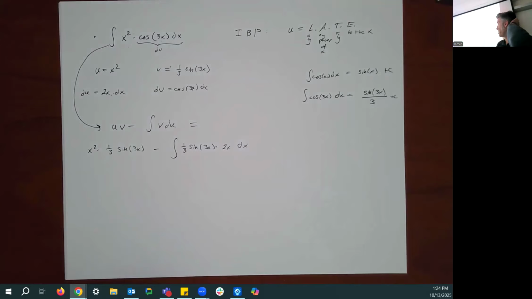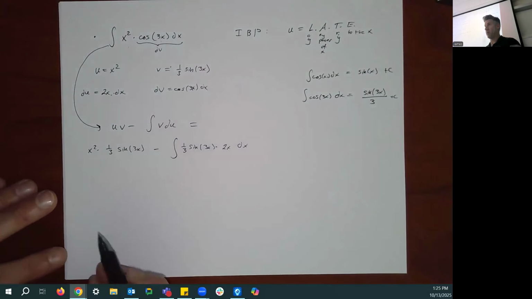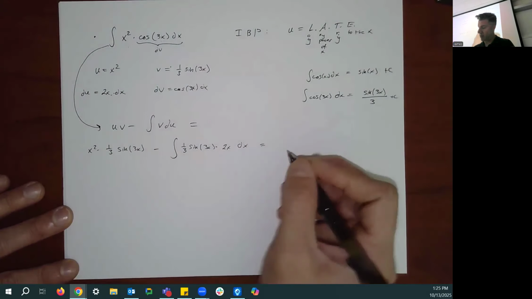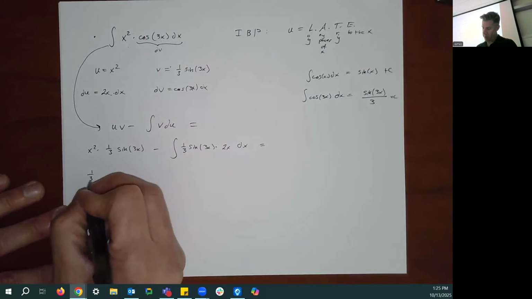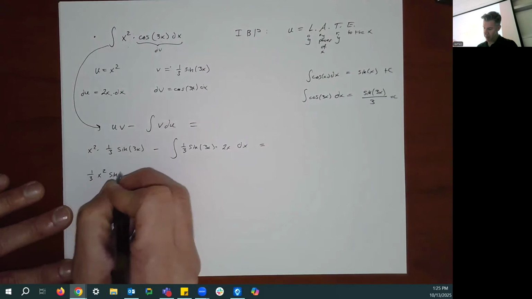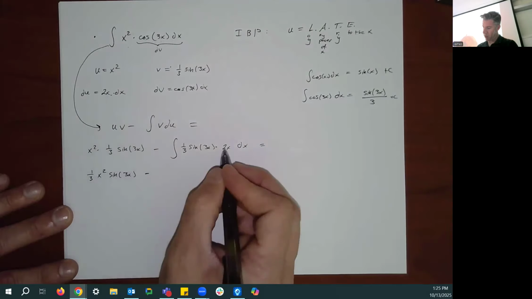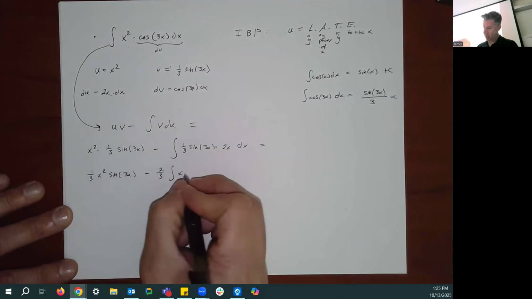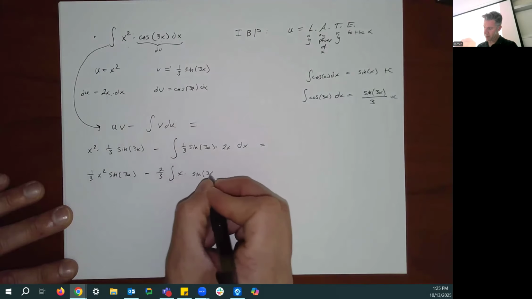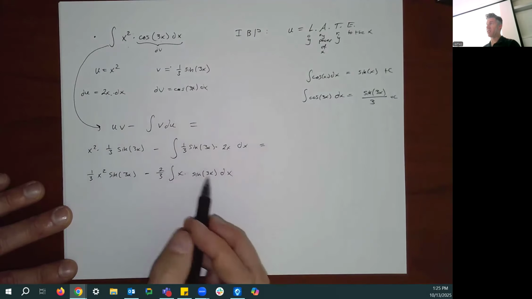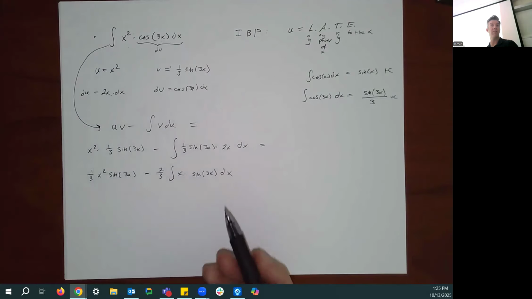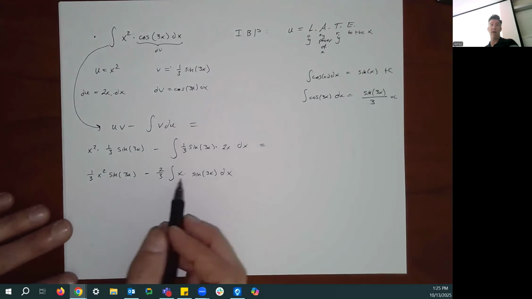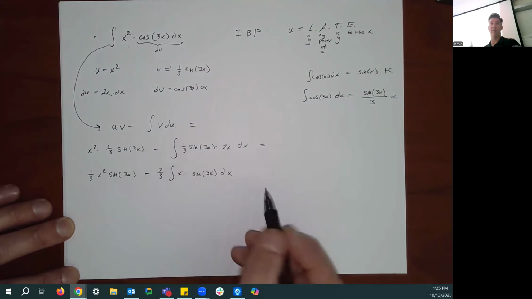Here's where you have a choice, and I typically prefer to pull out any constant multiples. So I would like to rewrite this as 1/3 times x squared sine of 3x minus 2 times 1/3, which is 2/3, integral of x times sine of 3x. And the bad news is we're still in a situation where we have to use integration by parts, because I don't know how to integrate x to the first times sine of 3x.